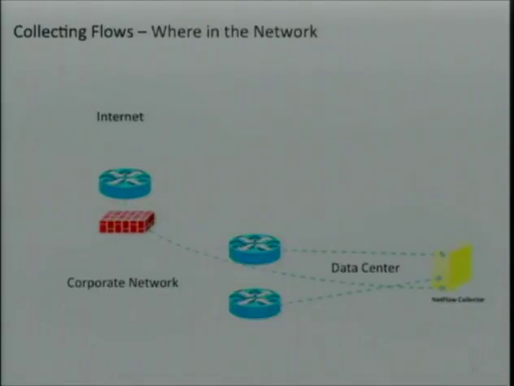So where in the network do you want to collect flows? You want to collect flows at the choke points, much like an IDS deployment. You want to collect at the ingress and egress points of the network, with the furthest aggregation point from the corporate network. Those are clouds, but you can't really see them that well. So ideally, the internet gateways and the data center gateways.